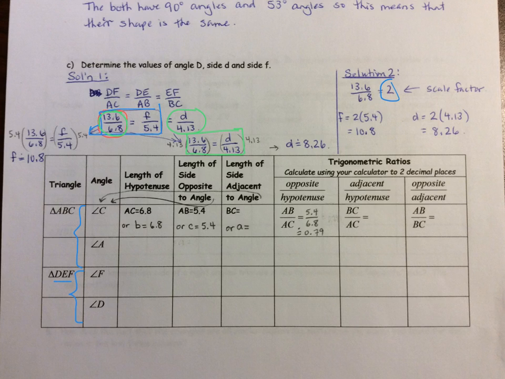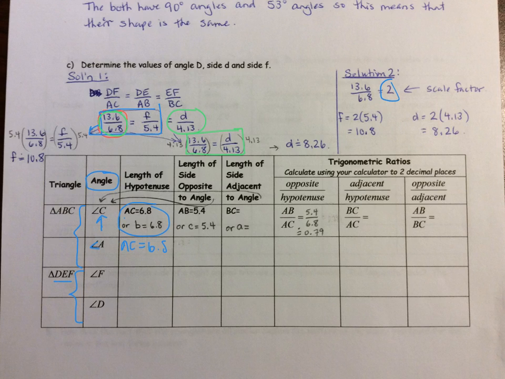When I have my column here of angle, I'm talking about the angle of reference. So I'm using angle C as my angle of reference. The hypotenuse is my long side, so regardless of which angle I'm looking at, my hypotenuse is 6.8. Even if I use angle A as my angle of reference, my hypotenuse will still be side B, side AC, which will still be 6.8. So we can fill that in right now.